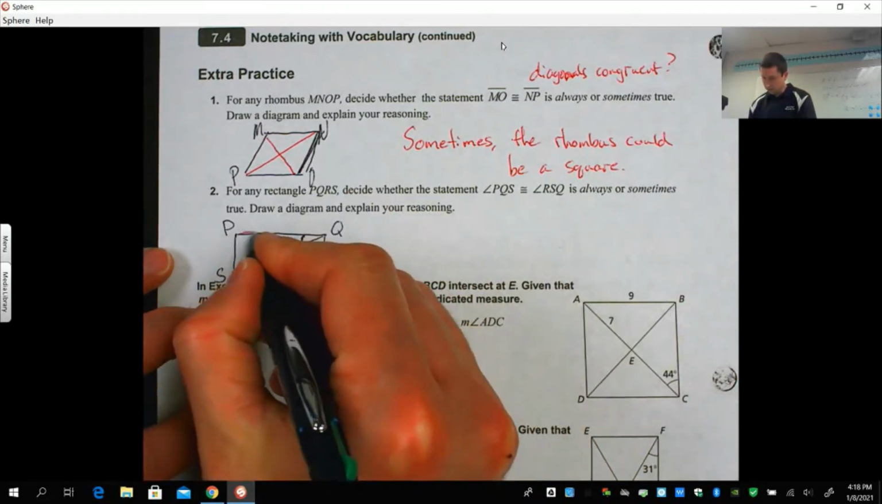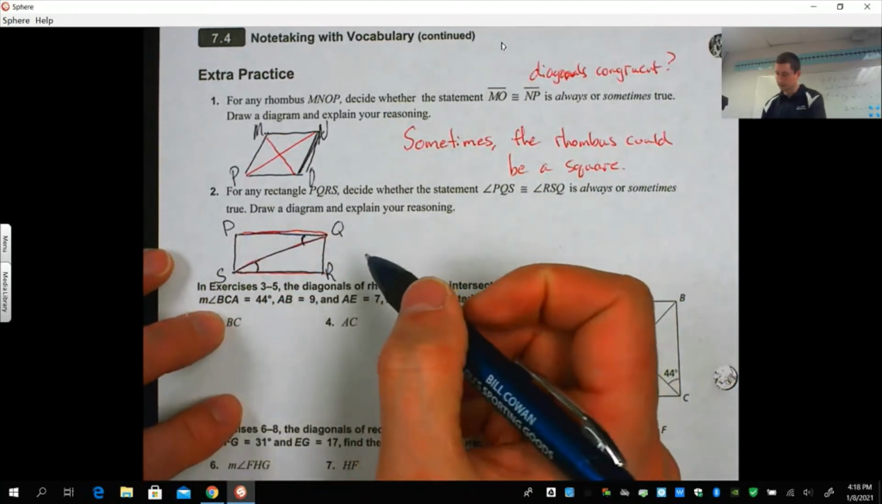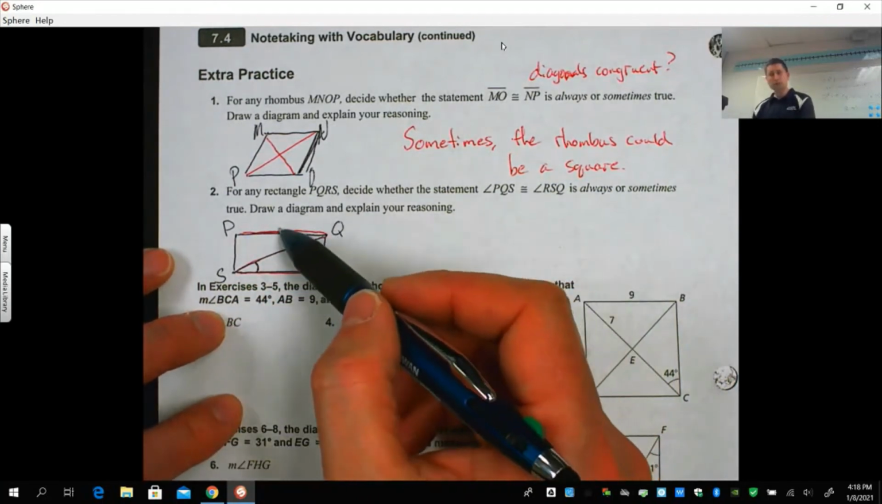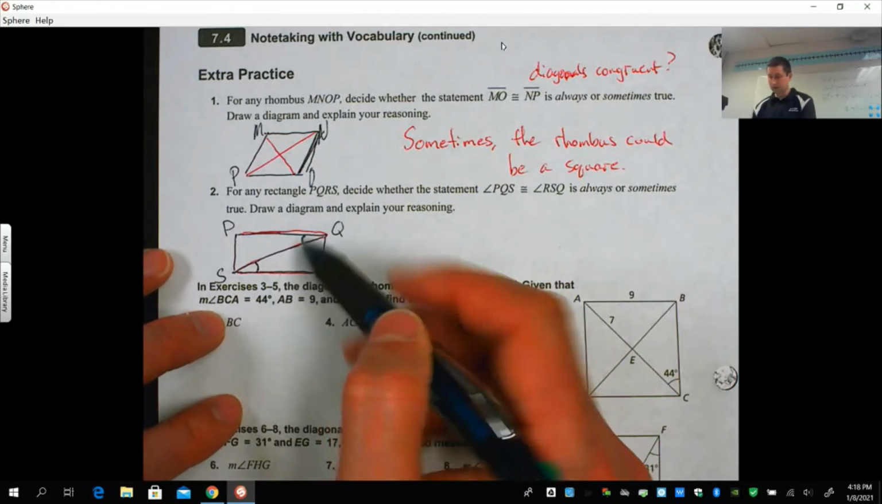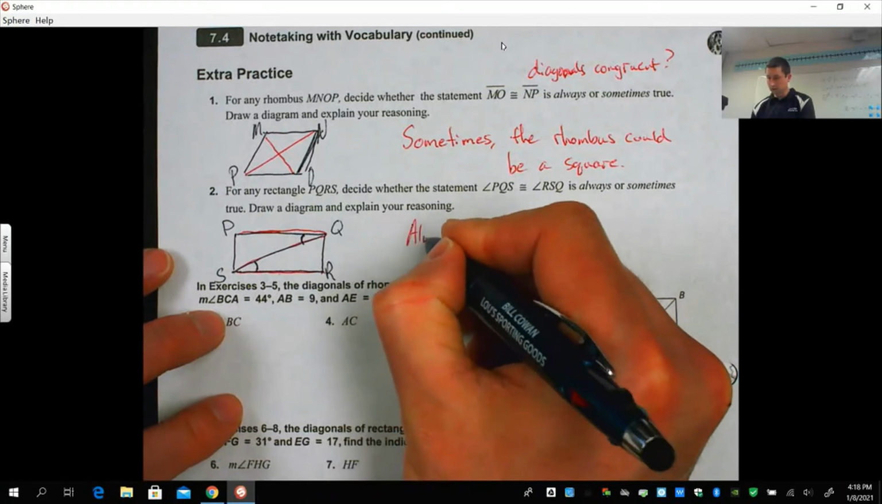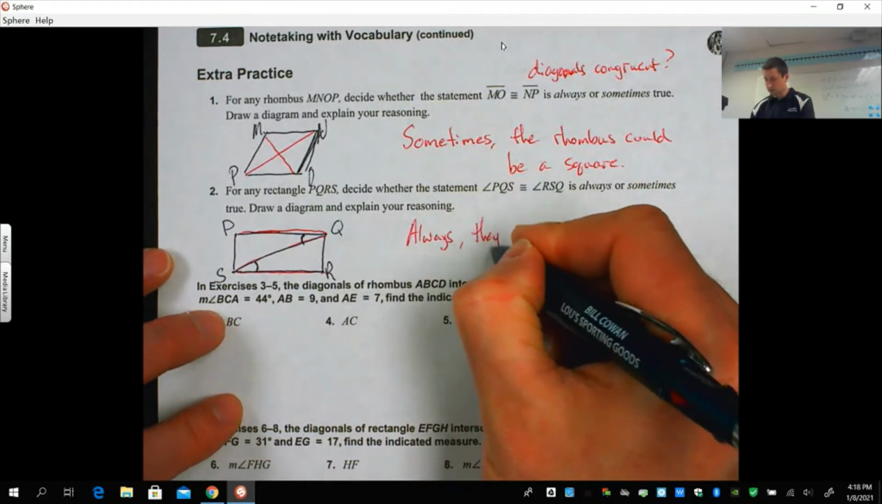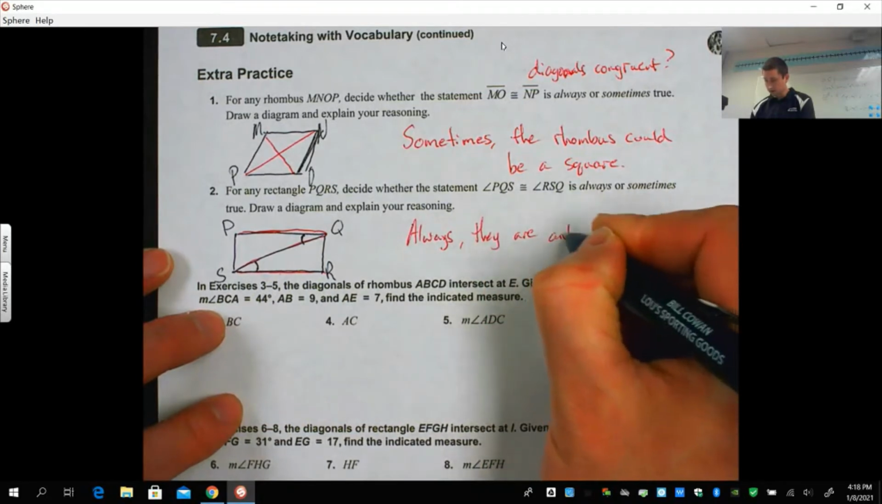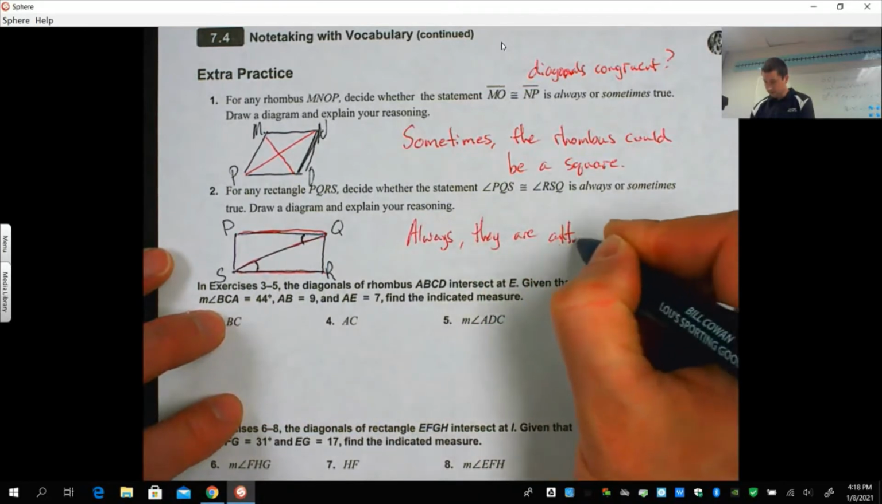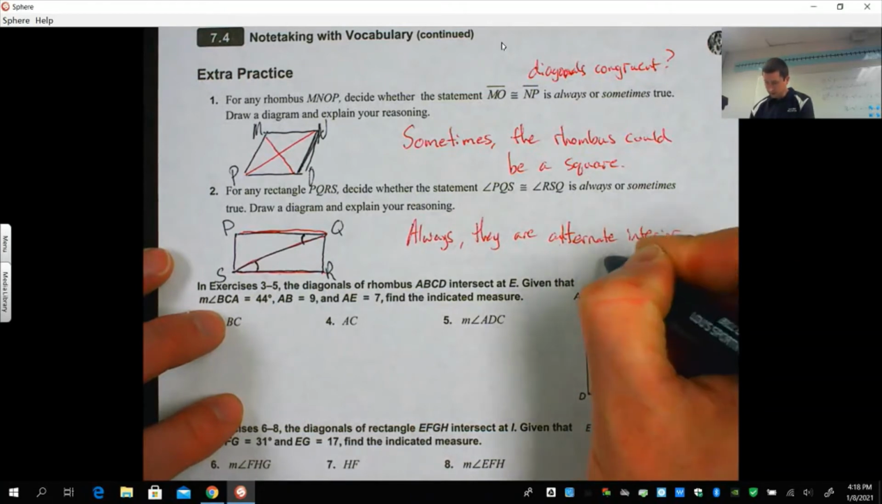So if I look at those two angles, here's one angle, there's the other angle. You see the Z that's being formed? We have a rectangle, which means the top is parallel to the bottom. So these are alternate interior angles. So this will be an always true. They're alternate interior angles.